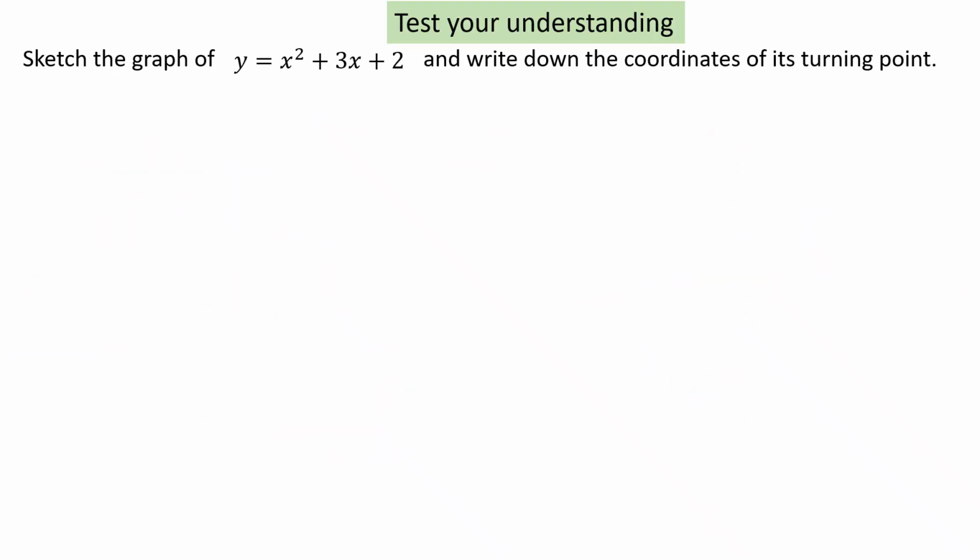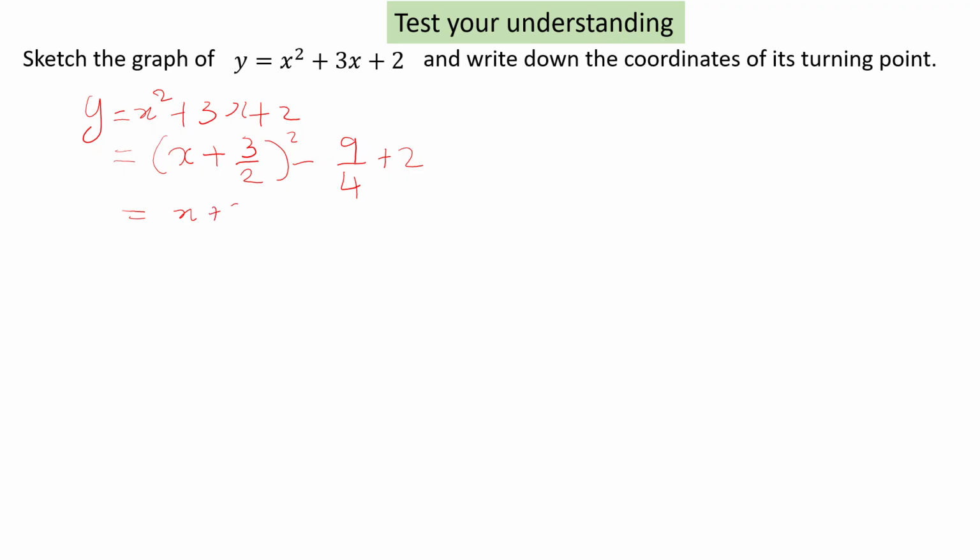For this video, try it yourself. Sketch the graph y equals x squared plus 3x plus 2. So y equals x squared plus 3x plus 2. First, I'm going to find the turning point. To find the turning point, complete the square. So (x plus half of 3, which is 3 over 2) squared, minus 3 over 2 squared, which is 9 over 4, plus 2.